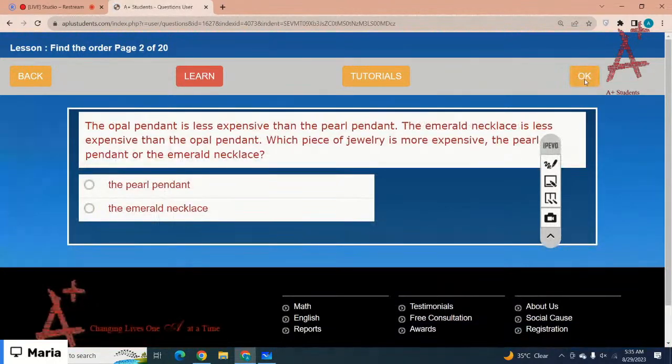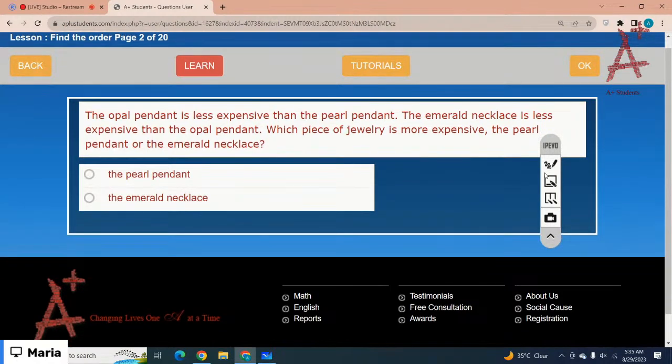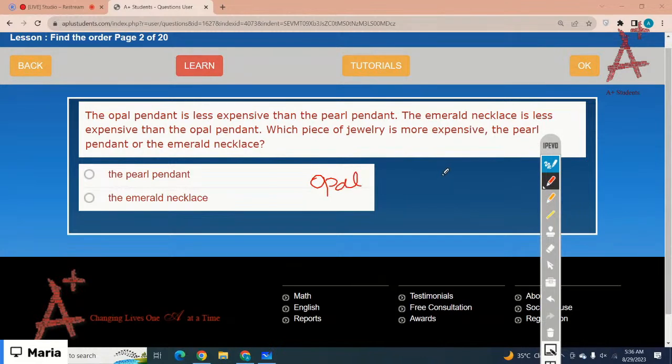The opal pendant is less expensive than the pearl pendant. Okay, opal is less expensive. Opal is less expensive than pearl. The emerald necklace is less expensive than opal. Okay, so emerald is less than opal, right?